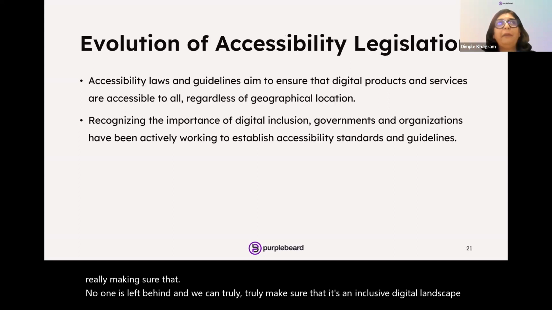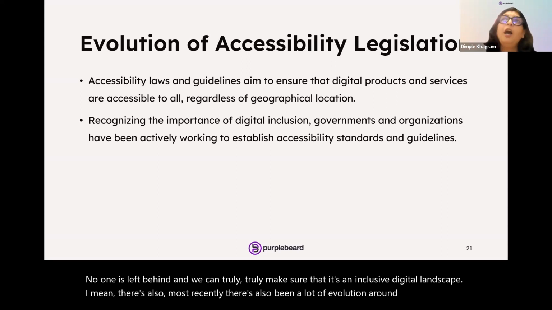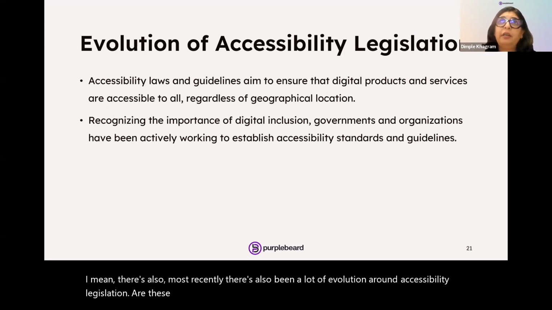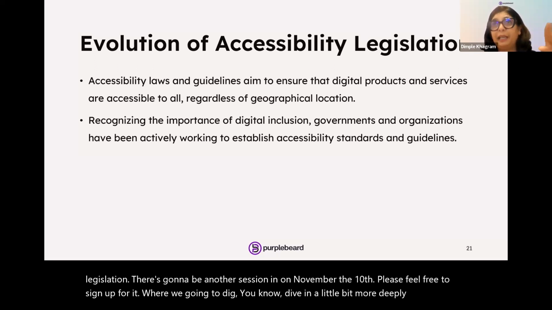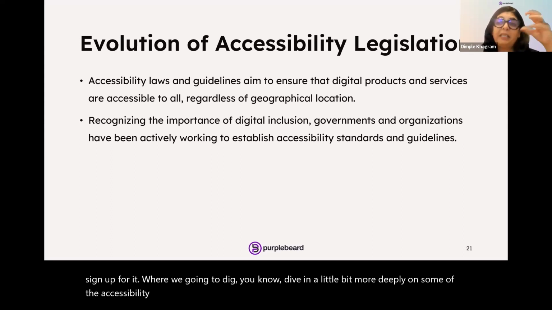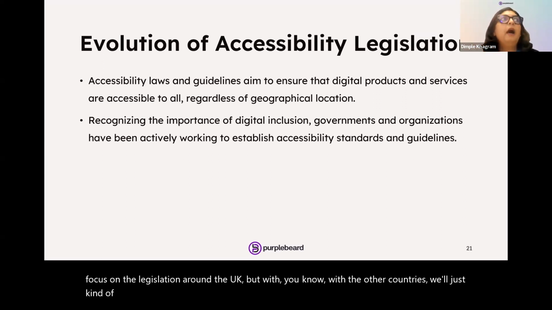There's also, most recently, been a lot of evolution around accessibility legislation. There's going to be another session on November the 10th. Please feel free to sign up for it, where we're going to dive in a little bit more deeply on some of the accessibility legislation, especially in the UK as well as within other countries. We really focus on the legislation around the UK, but with the other countries, we'll just touch on it a little bit.